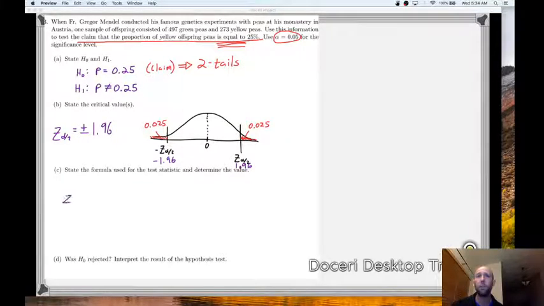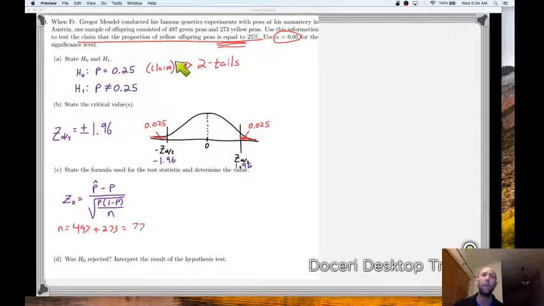Next, we want to get the test statistic using our formula here. Z naught equals p hat minus p over the square root of p times 1 minus p over n. So p hat represents the sample proportion, while p represents the population proportion. In this case, we're going to take it from the null. The p equals 0.25. This is the value we're testing for our test statistic to see whether this value is sound. And so we want to figure out what p hat is and n.